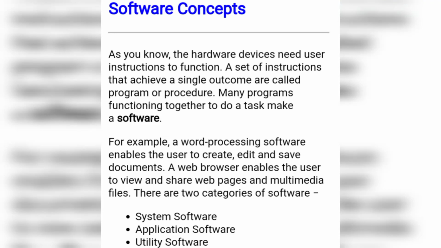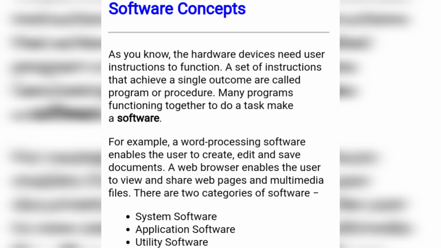Software concepts. As you know, the hardware devices need user instructions to function. A set of instructions that achieve a single outcome is called a program or procedure. Many programs functioning together to do a task make a software. For example, a word processing software enables the user to create, edit, and save documents. A web browser enables the user to view and share web pages and multimedia files.